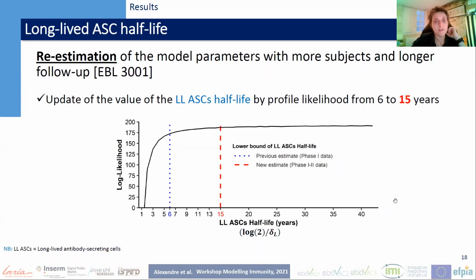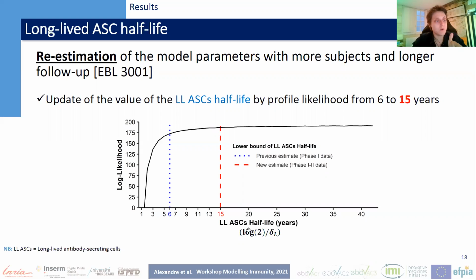And so similarly to the work done by Pazin et al. on phase 1 data, if we add additional data, we still didn't have enough information on the new data to really estimate this parameter delta L, because we only have a follow-up of up to 2 years. Consequently, we performed what we call a profile likelihood.